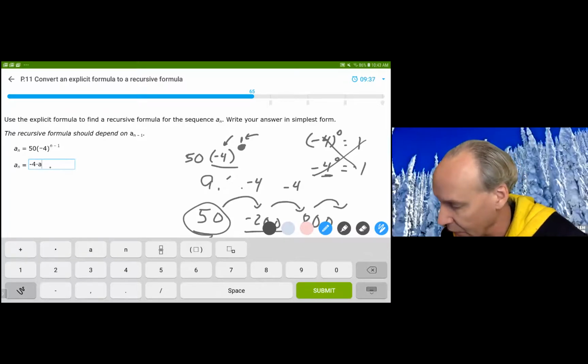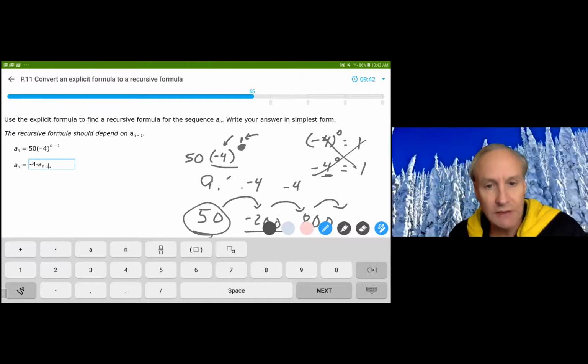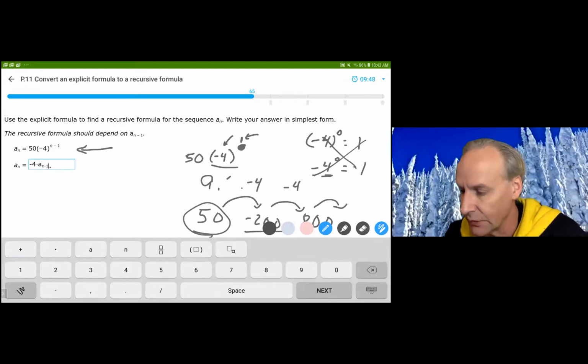I'm going to write it in this order. This is normally how you'd see it. So each time you want to multiply your former term by -4 to get to the new one. Obviously, it's much harder to read it from here going the other direction.